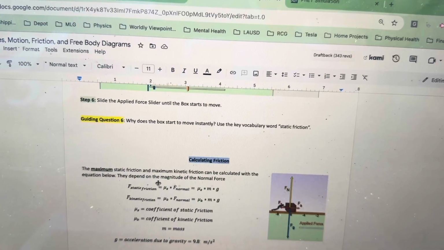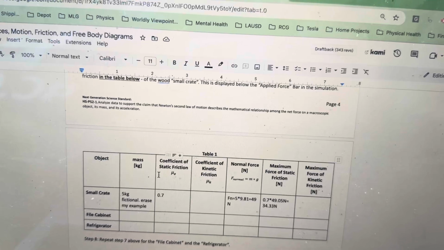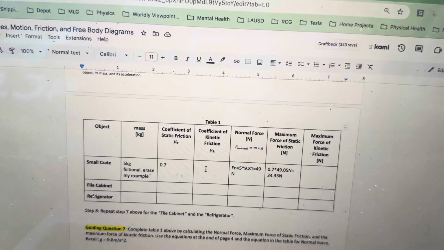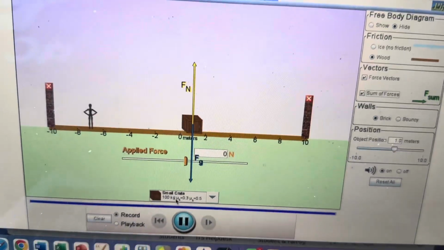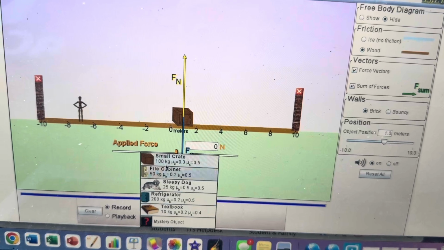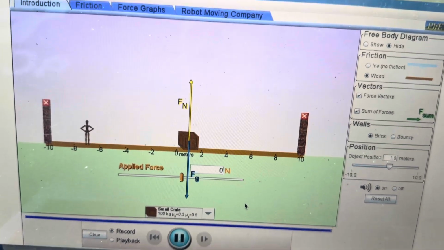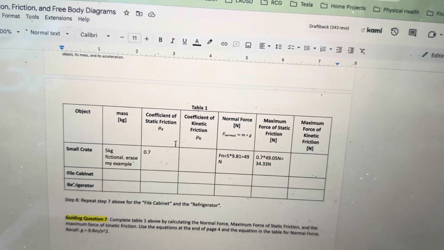And then here we want to actually solve some problems. So that's what this chart or table is for. It's for you to solve some problems. You can get the coefficients of friction from the sim. You can see them here at the bottom. And you can change the object from one thing to another and see the coefficient of kinetic friction for motion and static friction for where it's not moving there, and use that to fill in the table.